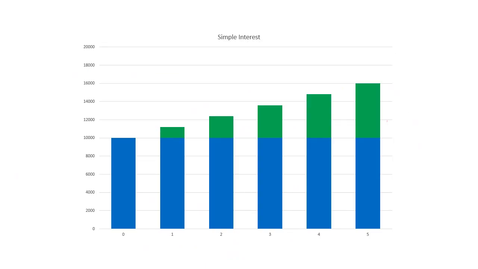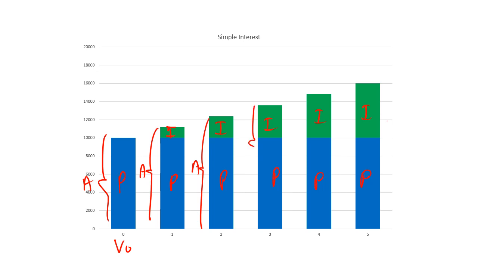All right, so let's look at simple interest. Now, we said that this is P, our principal, and then we said this thing is I. So this is I, this is I, this is I, and this is I. And then we said all of that is A. So all of that is A, the principal plus the interest. Of course, at V naught you've got no interest, so the principal is the same as A. So that's your A, that's your A, and that's your A.